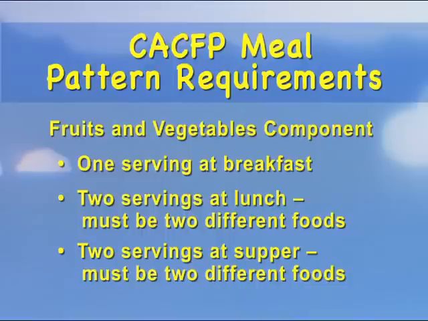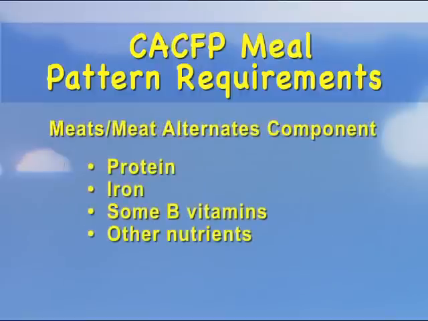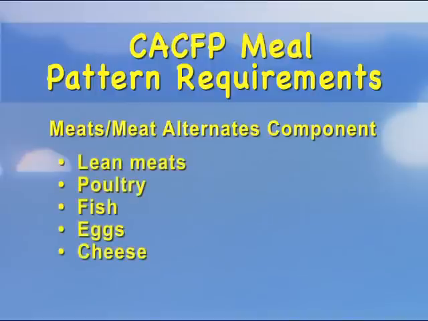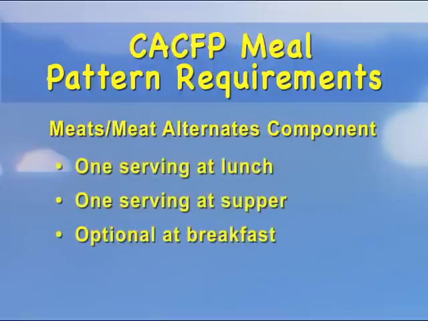The next component is meats and meat alternates, which provide protein, iron, some B vitamins, and other nutrients. This group includes lean meats, poultry, fish, eggs, cheese, dry beans and peas, yogurt, nuts, peanut butter, and other nut butters. 1 serving must be offered at lunch and supper. At breakfast, this component is optional.